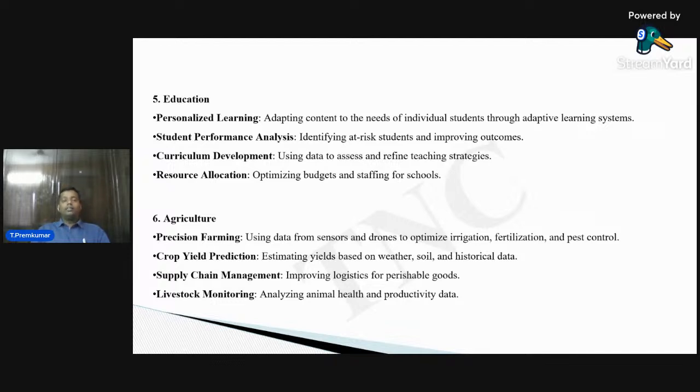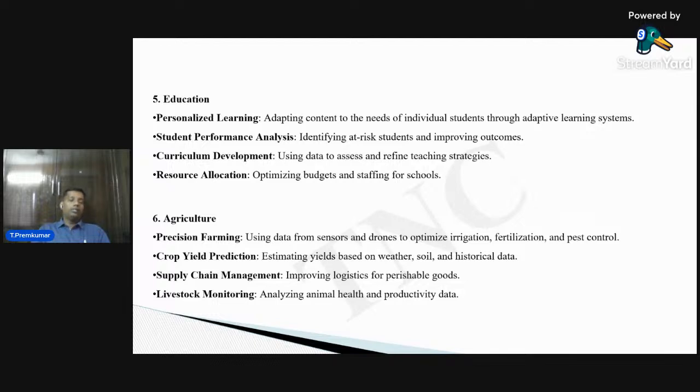Then in the field of agriculture, we can do things like precision farming, crop yield predictions, supply chain management, and livestock monitoring. When you take precision farming, it uses data from sensors and drones to optimize irrigation. So we can easily monitor and precisely optimize irrigation, fertilization, and we can also go for pest control. And in the case of crop yield predictions, we can estimate the yields based on weather, soil, and also historical data.